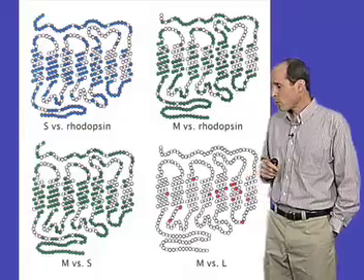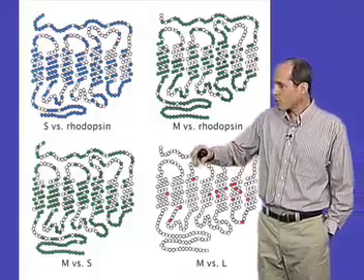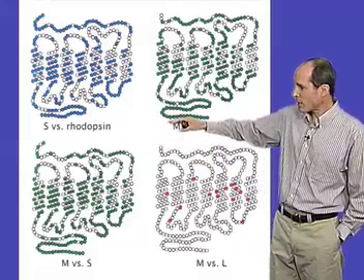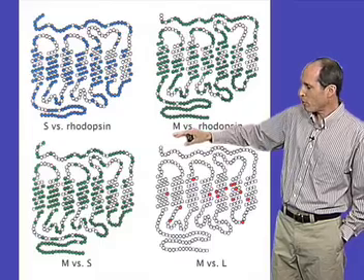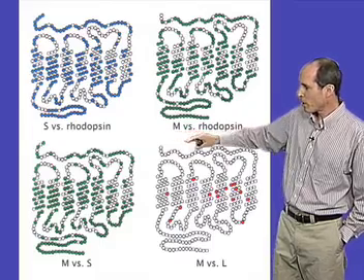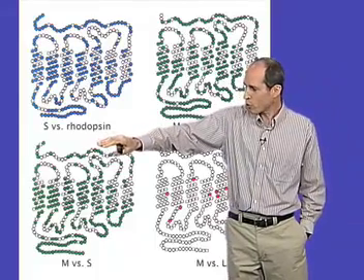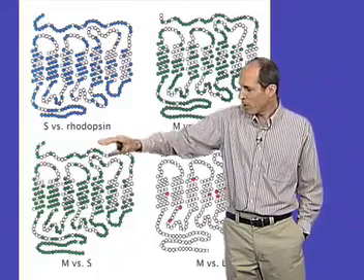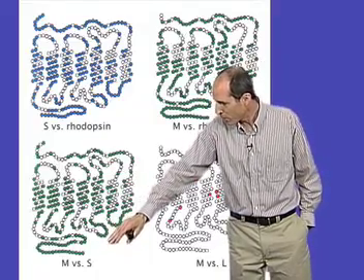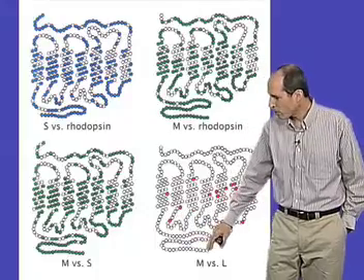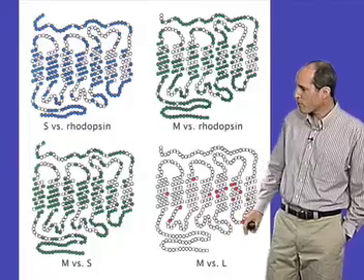And when we look at those sequences, and here they're shown with the proteins splayed out in 2 dimensions, with each dot in each of these schematics indicating an amino acid difference. So here, for example, we're comparing the M-cone pigment, the middle wave sensitive pigment, with rhodopsin. Here we're comparing the S, or short wave pigment, with rhodopsin. Here we're comparing the medium pigment, the M pigment, with the short wave pigment. And here, in the lower right, we're comparing the medium pigment with the longer wave pigment, M versus L.